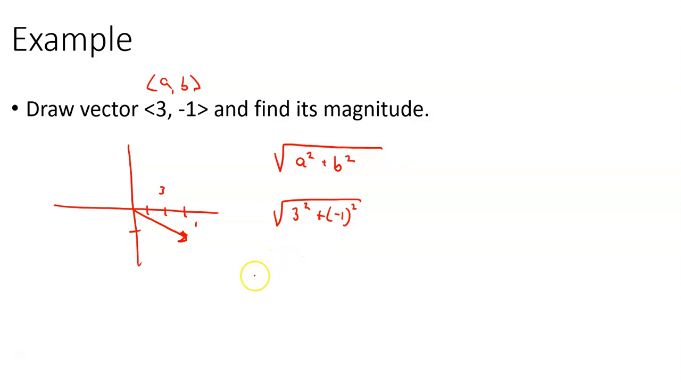The magnitude of that vector, which I'll call vector v, is the square root of 10 units. It's linear. I didn't give you any units for this. Oftentimes, there won't be units unless it's an application problem. So we'll just leave the magnitude as the square root of 10.